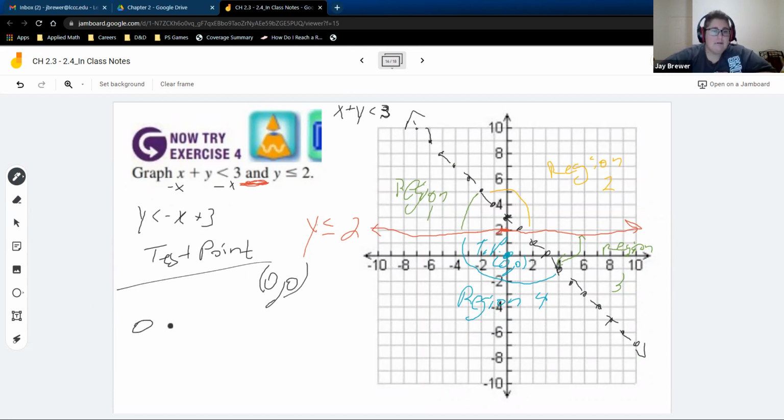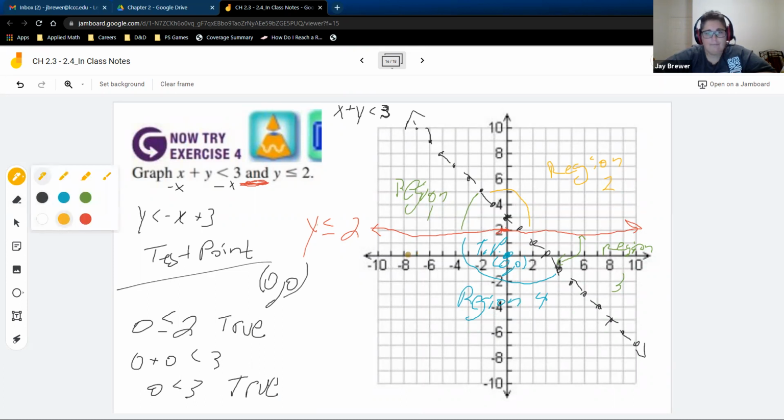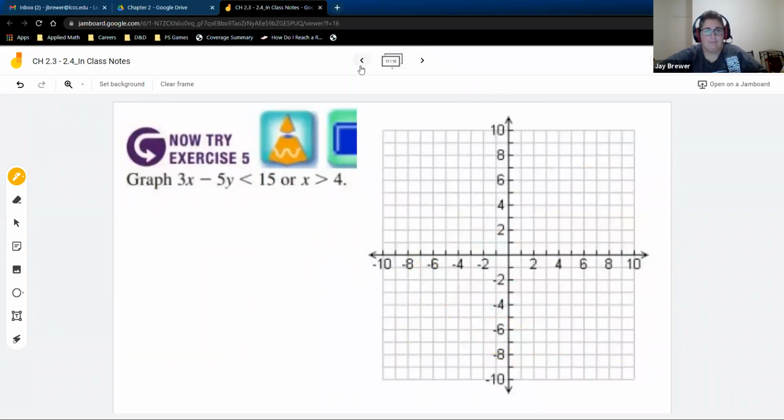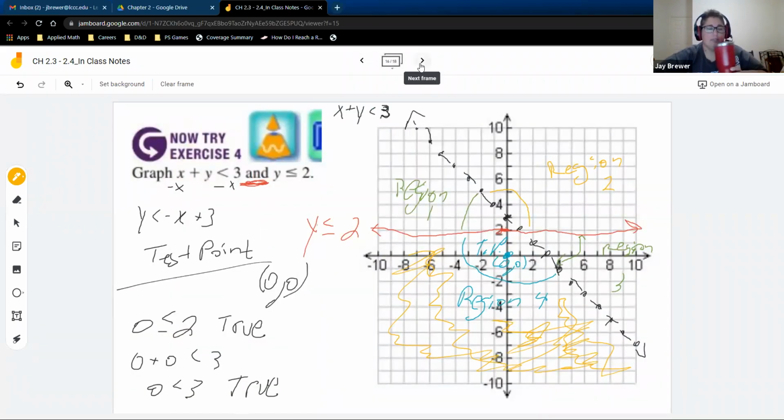So is 0 less than or equal to 2? That is true. And you want to always look at the originals. So is 0 plus 0 less than 3? Is 0 less than 3? That is also true. So we're actually going to be shading region 4. And that just happened to work out that way. I just know everybody likes using 0, 0 as their test point. So it just kind of happened. With the next example, I'll go back a second so you guys can pause that if you need to.